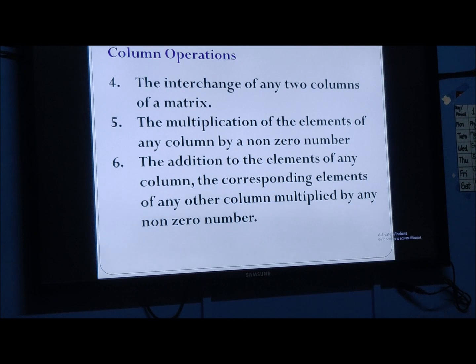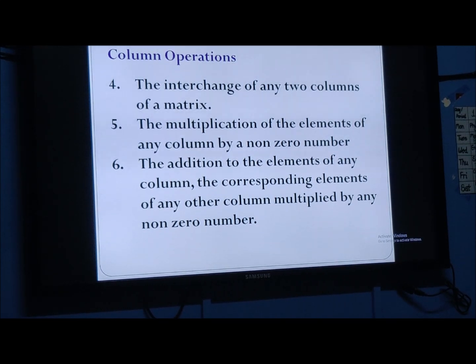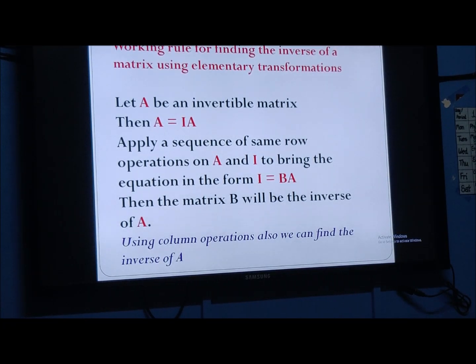See, the thing is why we are going to study these operations. That's most important. Therefore, we will see that next also. Working rule for finding the inverse of a matrix using elementary transformations. We started with the inverse of a matrix. Now we are discussing how we can find the inverse of a matrix. This is the working rule.